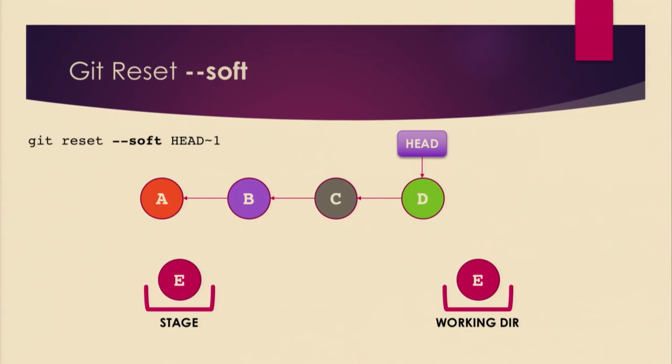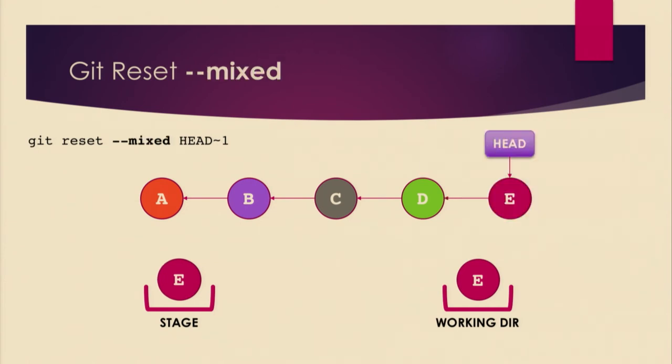So we did a git reset --soft. It simply undid the last commit, but all the changes that I made are still in stage and in my working directory. So at this point, I can simply do a git commit, change my message, and we'll go back to the same place. Next type of reset.